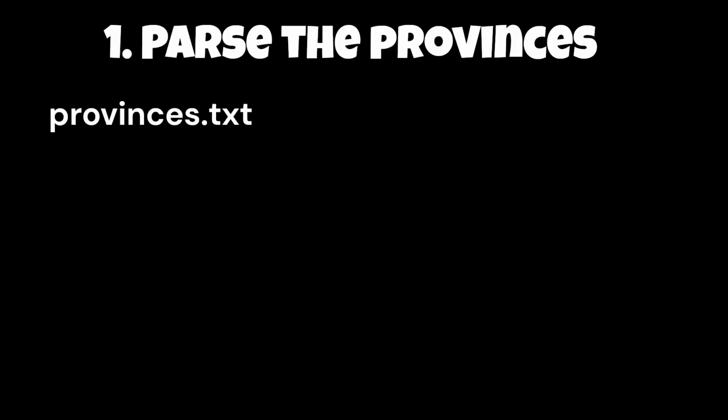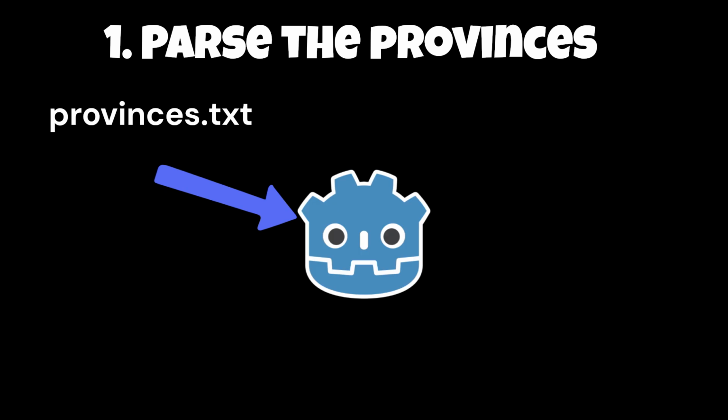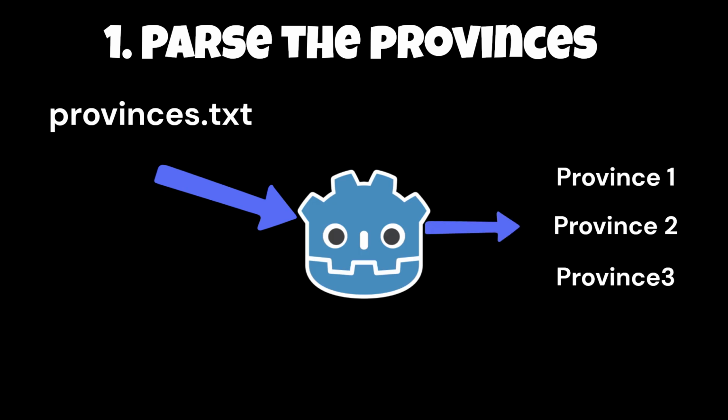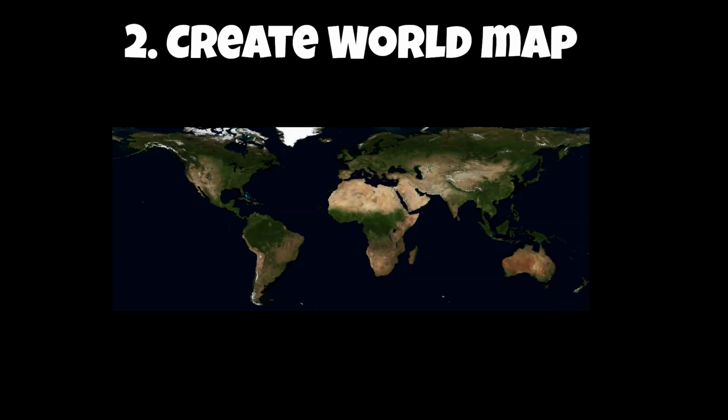The plan on how we are going to achieve selectable provinces is as follows. First, we will take the province file, the file with all the different provinces. We'll parse it through Godot, and then we will create separate nodes for each and every one of the provinces. The nodes will contain the information about the province. Then we will create the world map, which is on a mesh of the same dimension as our image files. It does not have to be the exact same size, but it needs to be the same dimension.